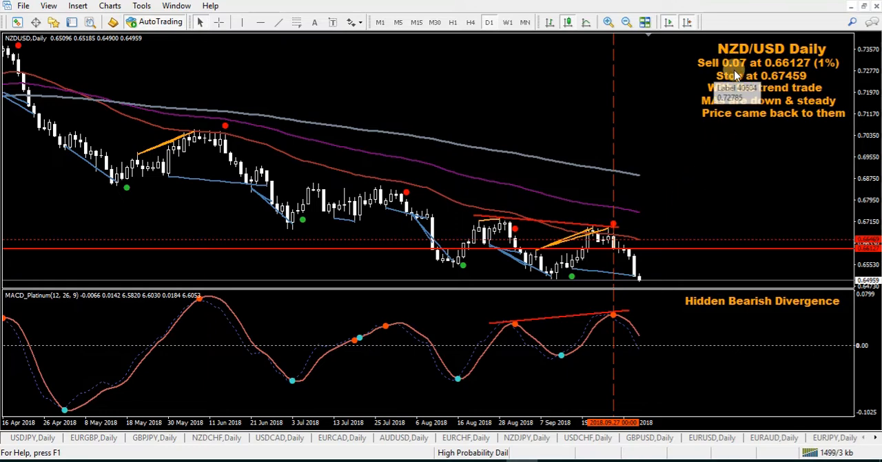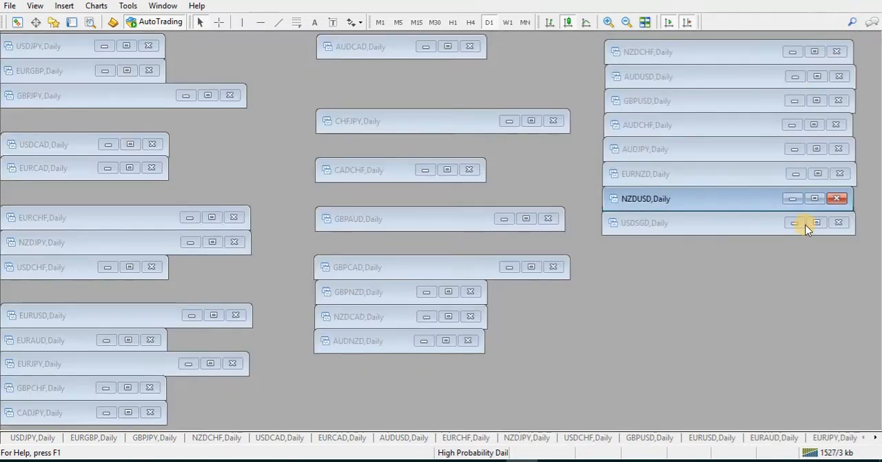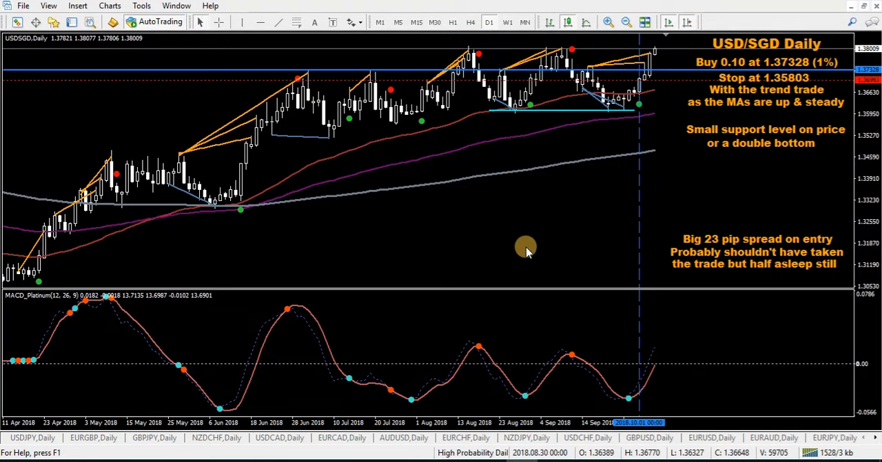So I've got a sell here for 0.07. I've closed 0.03 of that. Brought my stop in a lot tighter to 0.66469. If it keeps on dropping, great. If not, not too bad either. So that's New Zealand USD with trade management, and also USD Singapore dollar.